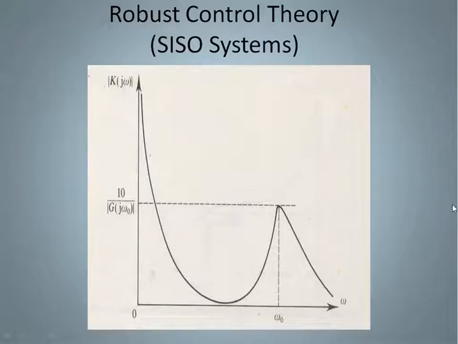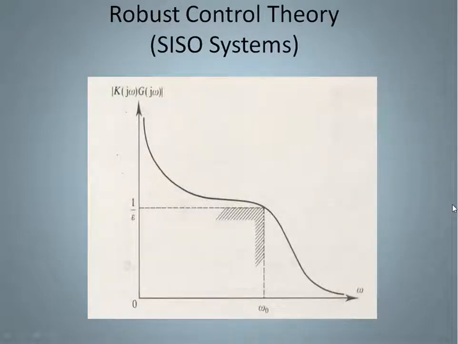In this other plot, we see the magnitude of an open loop transfer function. The range from 0 to W0 is a specified range in which the magnitude has to be approximately bigger than 1 over epsilon, where epsilon is a small quantity. We want that because we want to reject output disturbances in this low frequency range. At higher frequencies, the system is very sensitive to output disturbances.